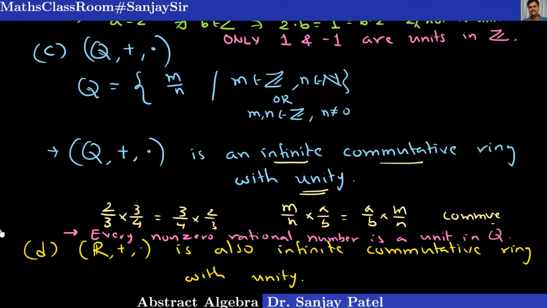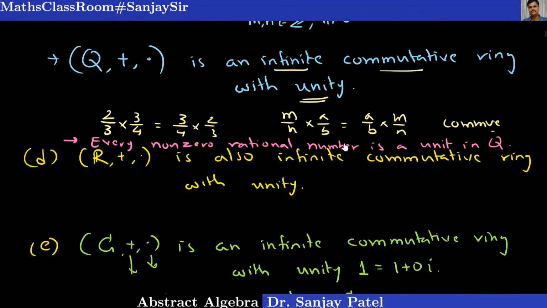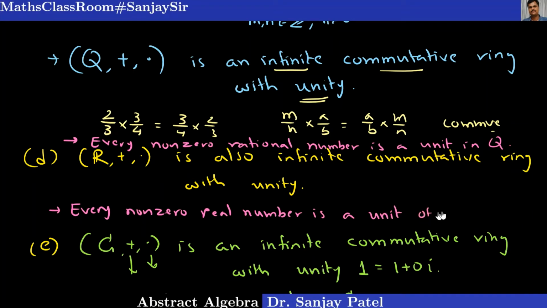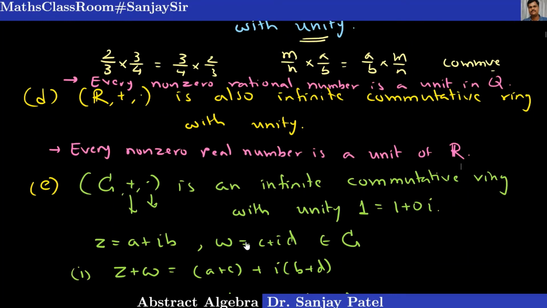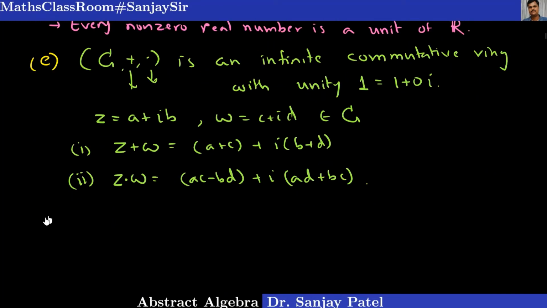Okay, the same is true for the set of real numbers. Every non-zero real number has a multiplicative inverse. So I can say that every non-zero real number is a unit of the ring R. Okay. So we have discussed units of these rings. For complex numbers, we can show in detail how to get the unit element.